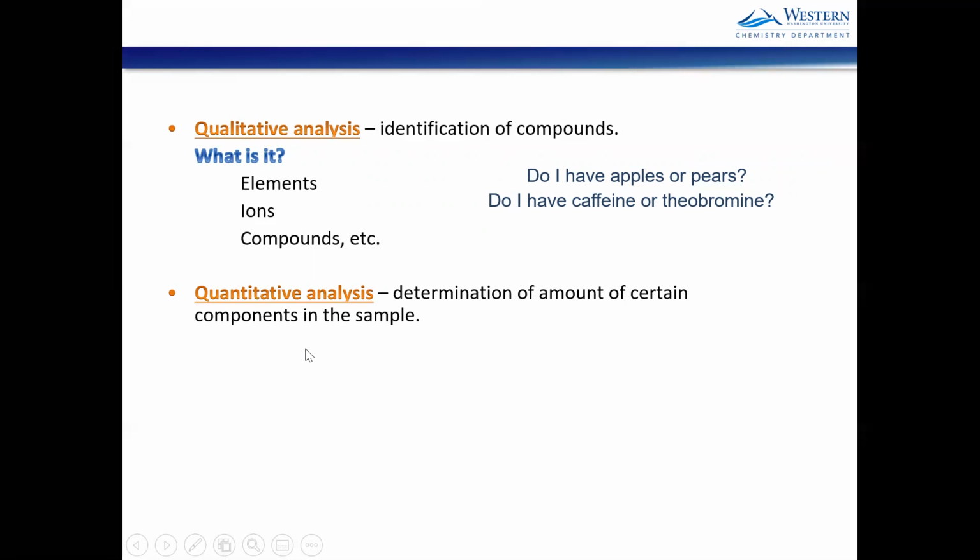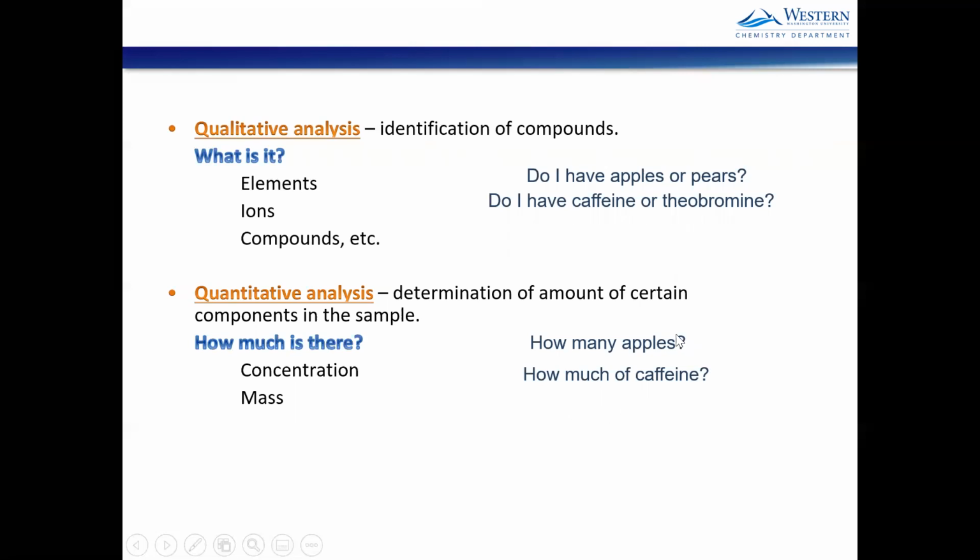Another part is called quantitative analysis. This is trying to determine the amount of a certain component. So if you know what element or ion it is, quantitative analysis is trying to address how much is there, right? What's the concentration? What is the mass? This is for chemistry. In daily life, you probably will ask: how many apples are there? How much caffeine did I have? How much? How many? That is the question quantitative analysis is trying to address.